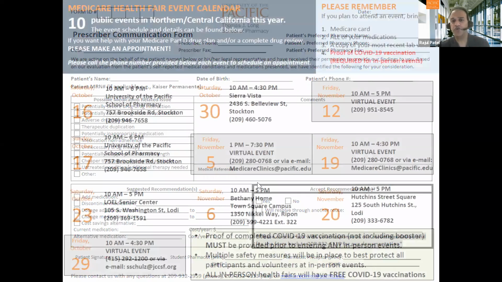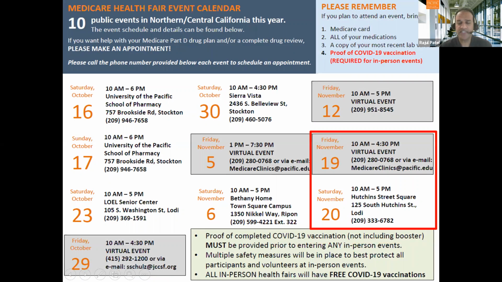So again, just 2 events remaining. You can see here tomorrow's event, the one that's in gray, is a virtual event. If you want to take advantage of the events, the phone number you probably don't want to call now because it's after business hours. You can still email us at that Medicare Clinics email. We're going to be checking it all the way until midnight. Our event starts at 10 a.m. tomorrow. And there are still appointment slots, especially later in the afternoon after 2:30. Everything prior to that is pretty much jam-packed.